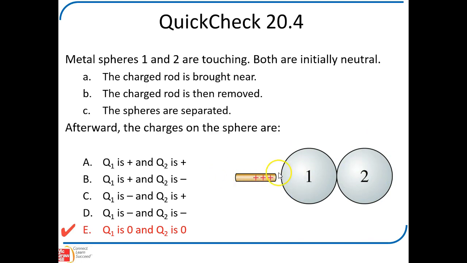So all we did was bring the rod close and then move it away. So we had polarization, then we lost it the instant the rod is moved. So when you separate the two spheres, they both have a 0 charge.